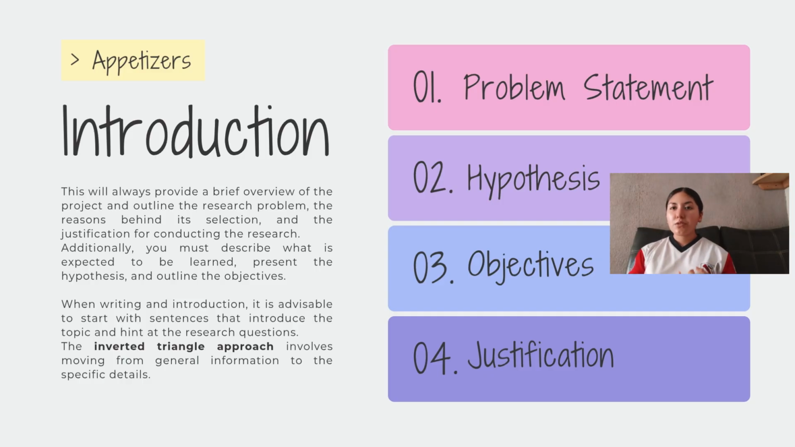and includes the research problem, why you selected it, and the justification of why you're doing such an experiment. Moreover, it's important to include what you expect to learn from this experiment, the hypotheses you have about it, and the objectives, the general ones and the specific ones. And finally, one tip that you can use to write this section is to apply the inverted triangle structure, which is basically going from the most general information to the most specific one about your project.